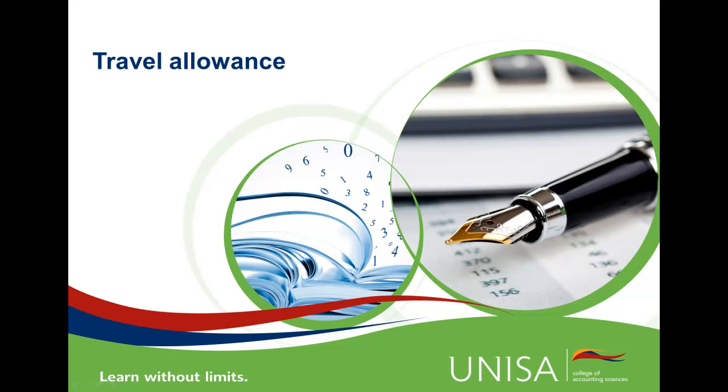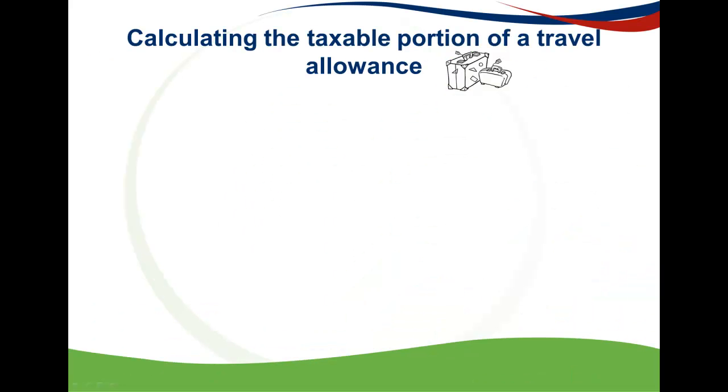Today we're going to look at how to calculate the taxable portion of a travel allowance. So let's first look at the framework. The first step is you need to go and actually calculate the travel allowance. Now this will be given to you as a few thousand rand per month. So you have to go and calculate it for the tax year.